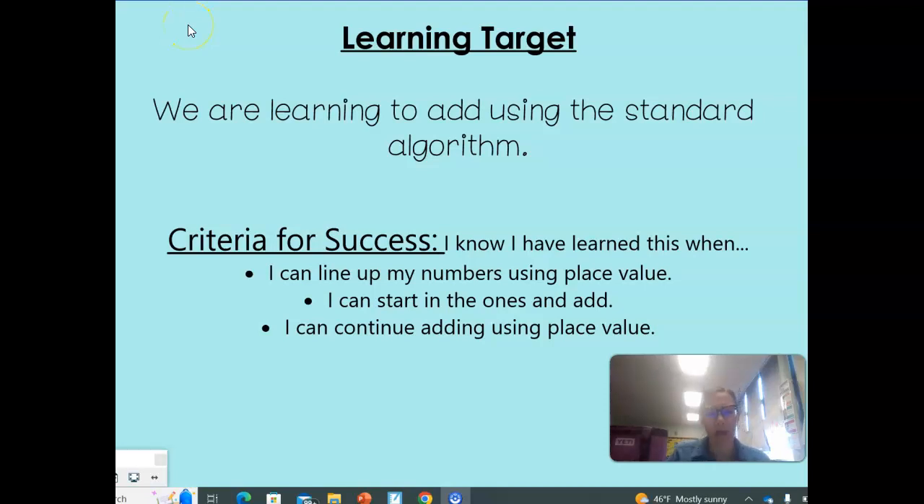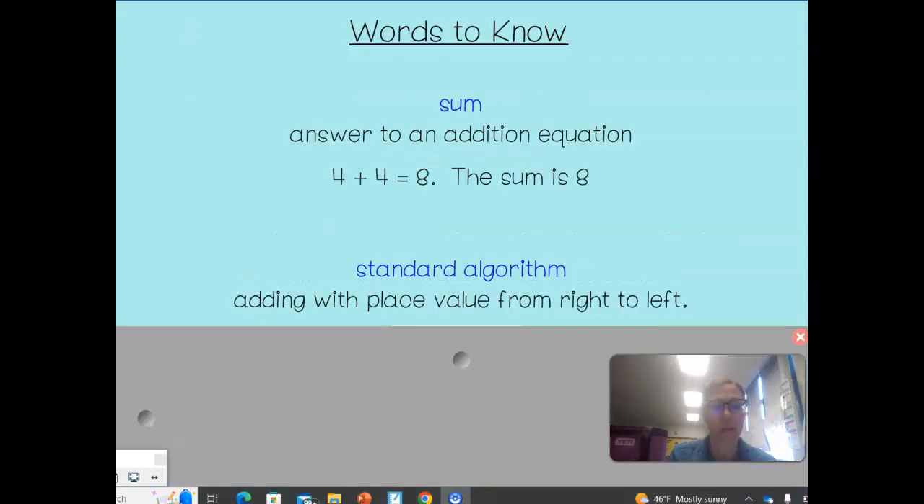We are learning to add using the standard algorithm. Today we're moving on from rounding to adding, and then we're going to do some subtraction later on in our lessons, with 6-digit numbers. I know I have learned this when I can line up my numbers using place value, I can start in the ones and add, and I can continue adding using all of the place values.